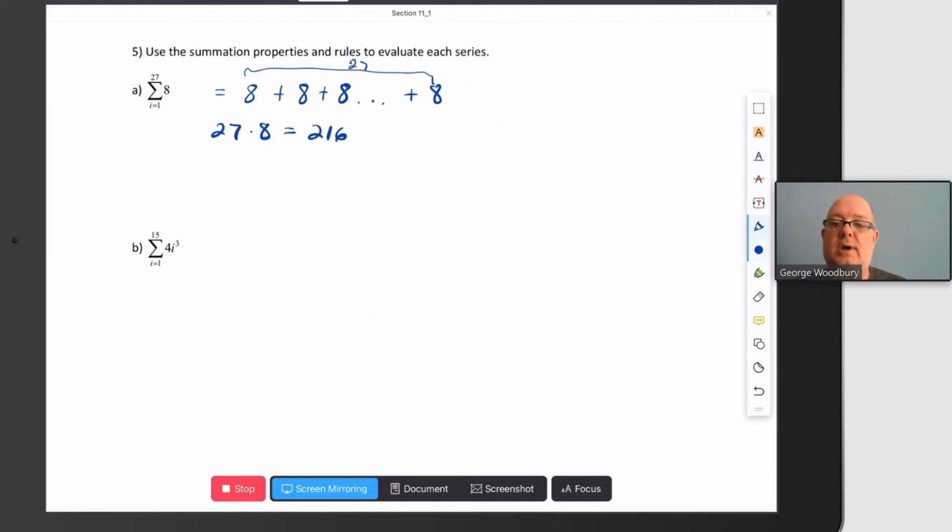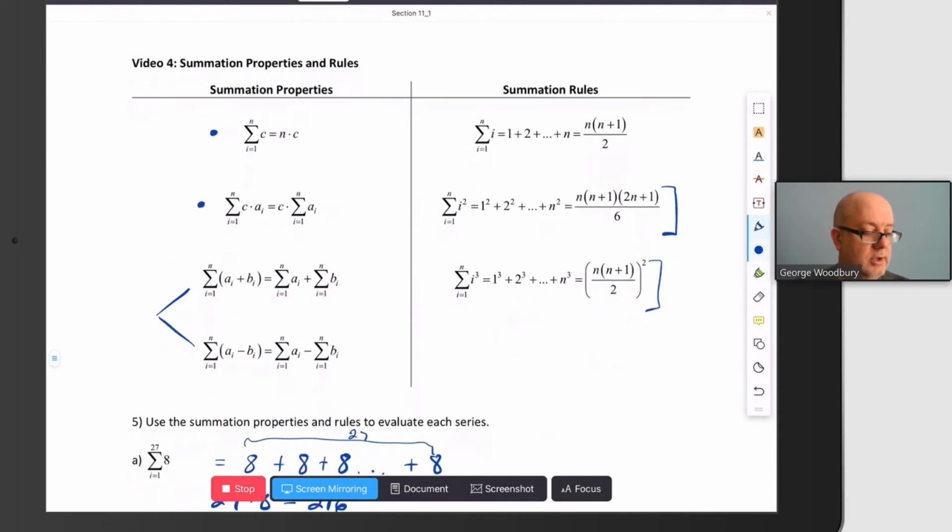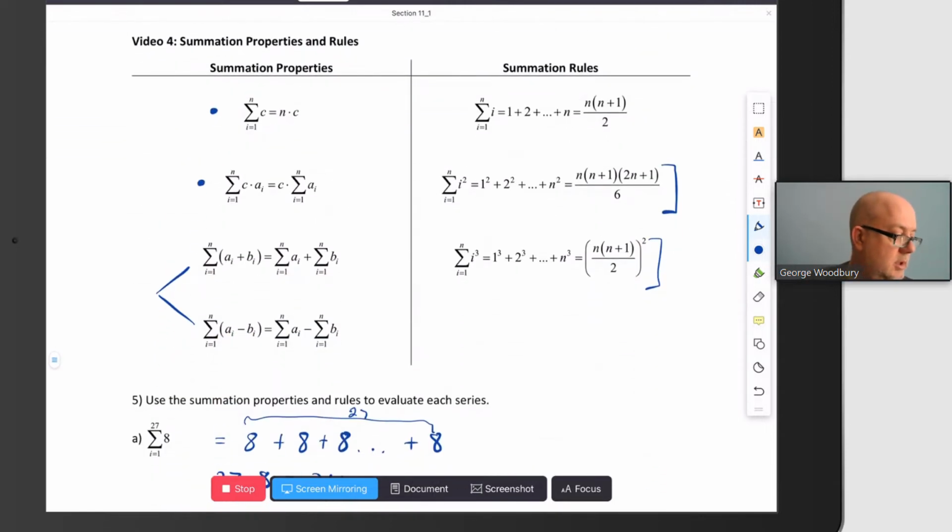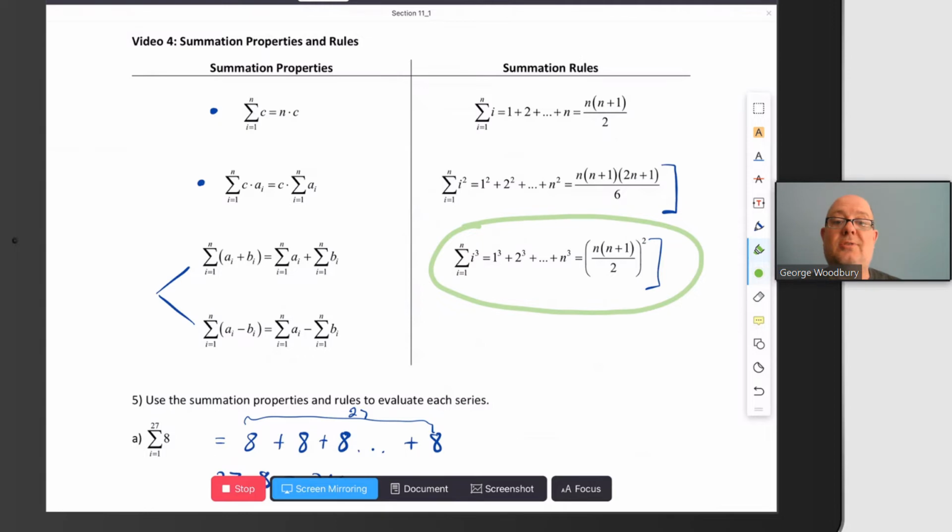For the second one, i equals 1 to 15 of 4i cubed, that constant factor of 4 can be moved out in front of the sum. So this is really the same as 4 times the sum of i equals 1 through 15 of i cubed. So what I used first is this property. Right? I factored out that 4 in front of the sum. What I'm going to use next is this rule that tells me what the sum of i cubed is in terms of n. It's n times n plus 1 over 2, all squared.